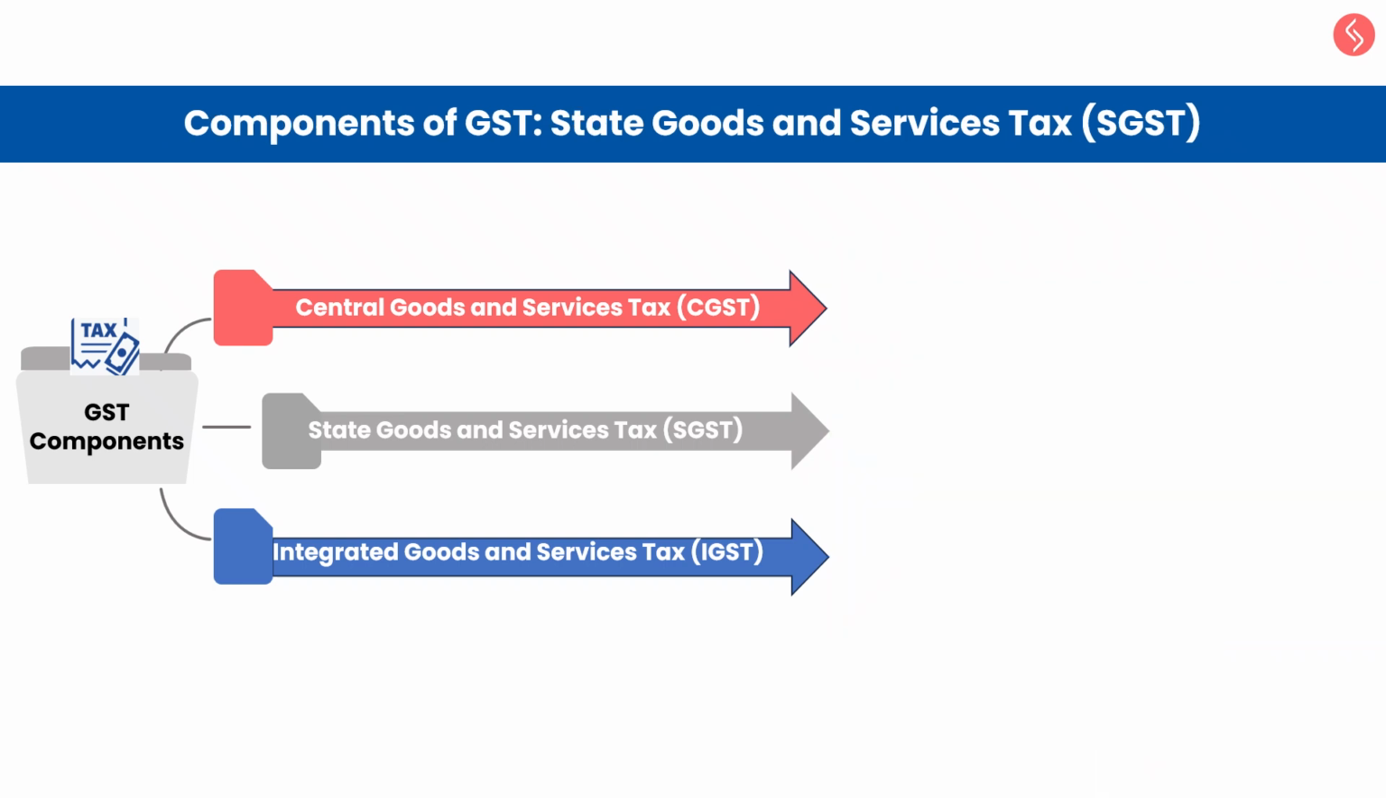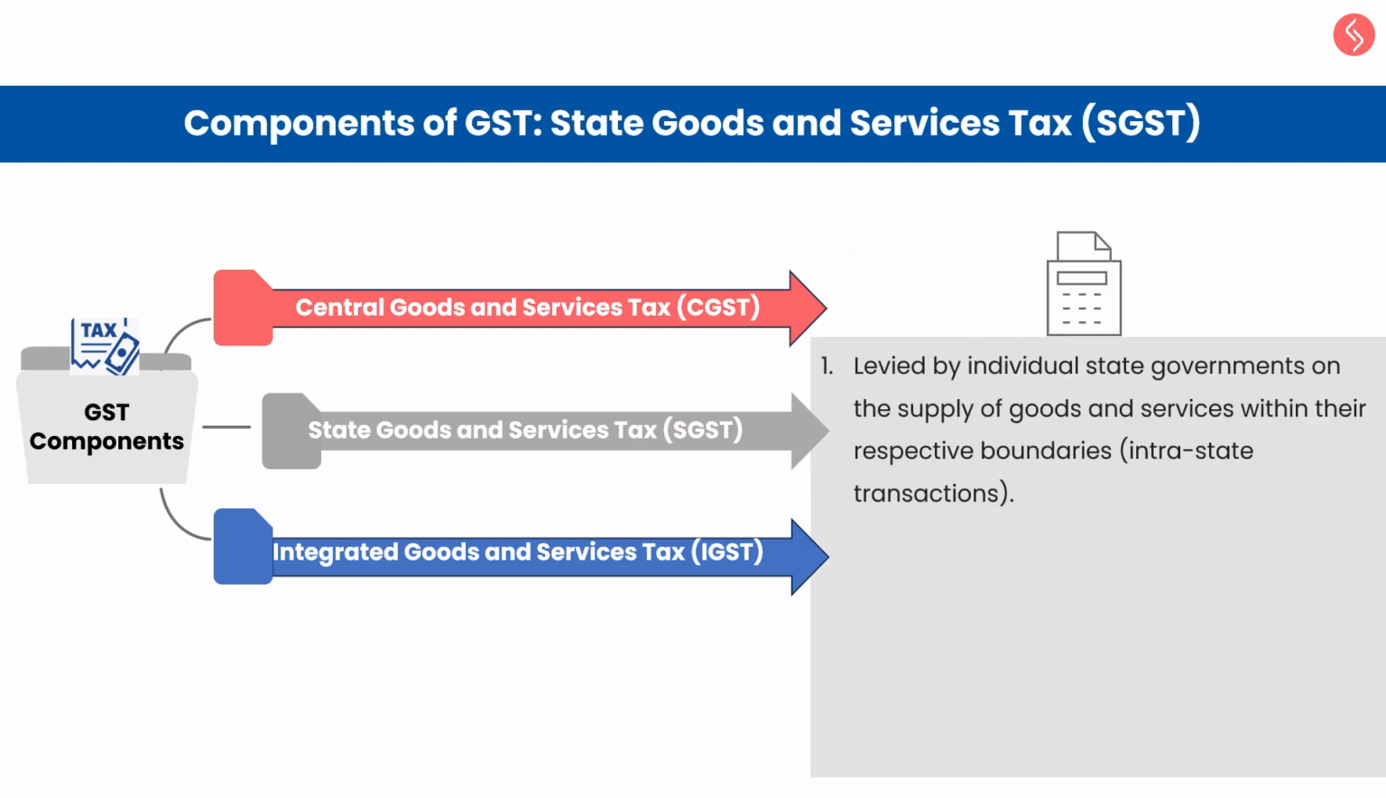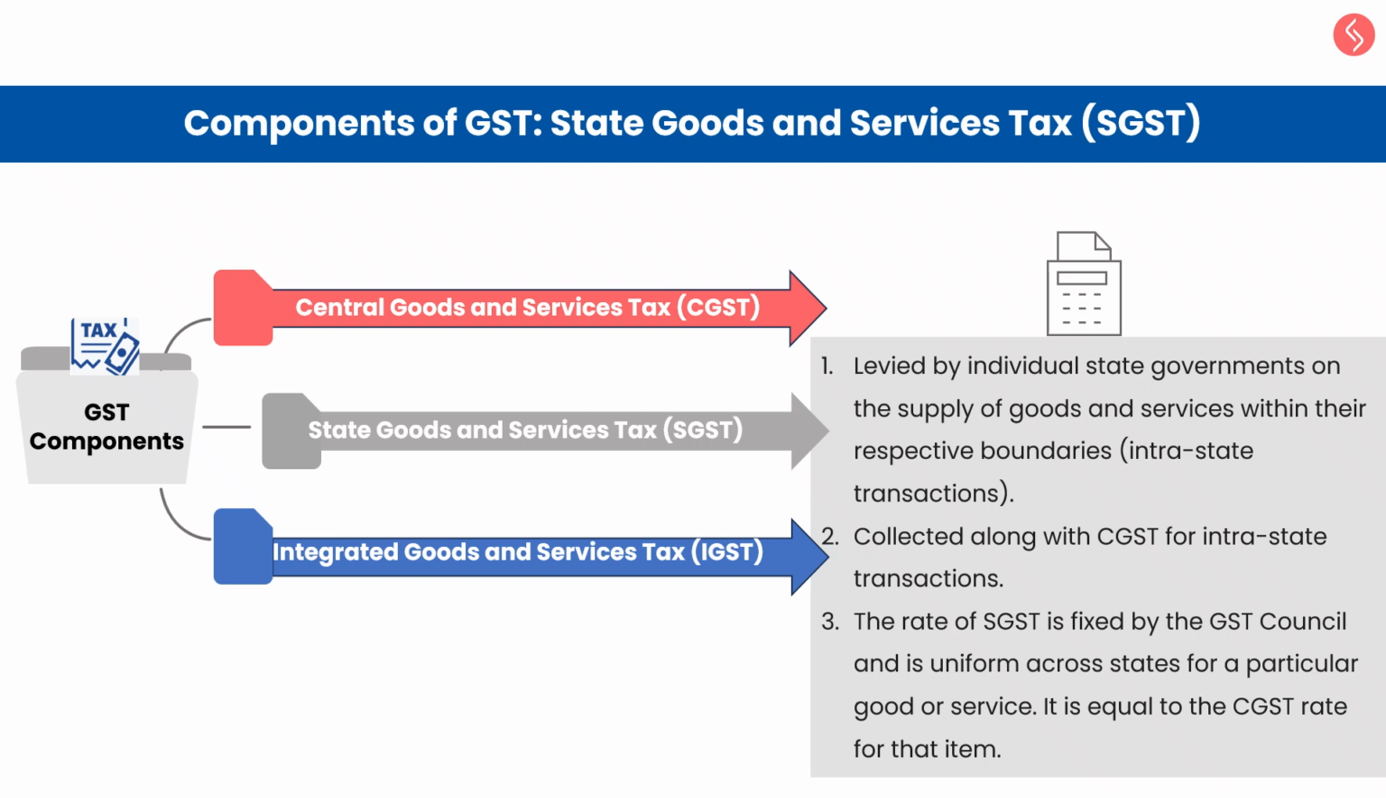State Goods and Services Tax. It is levied by individual state governments on the supply of goods and services within their respective boundaries, intra-state transactions. Collected along with CGST for intra-state transactions. The rate of SGST is fixed by the GST Council and is uniform across states for a particular good or service. It is equal to the CGST rate for that item.